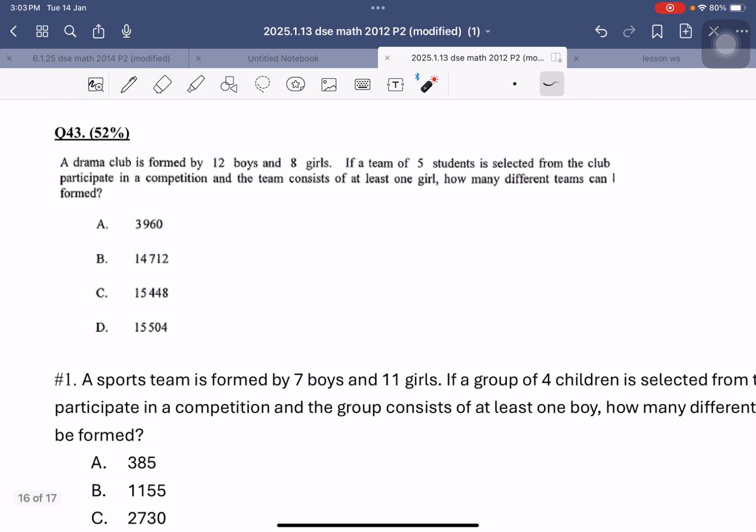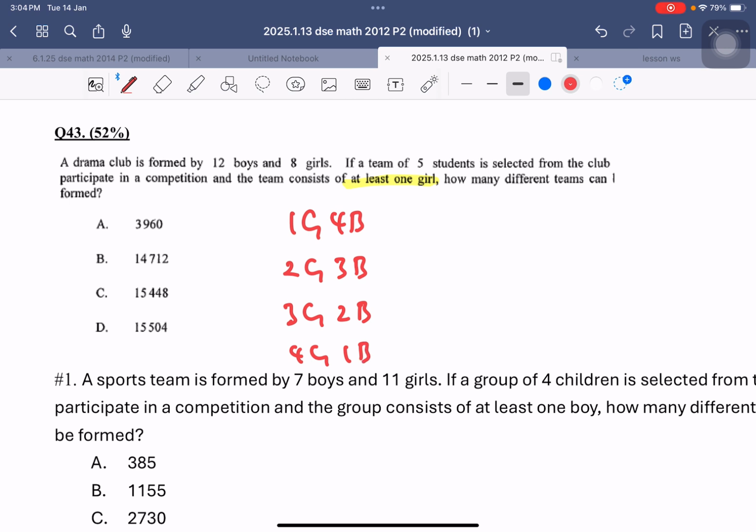So highlight. What's the question asked about? The question asks about the team that consists of at least 1 girl. What's the meaning of at least 1 girl? So 1 girl, how many cases can we have? If you have 1 girl, then how many boys do we need? 1 girl, 4 boys, or 2 girls, 3 boys, or 3 girls, 2 boys, 4 girls, 1 boy, or what? Any more cases? How about 5 girls? Yeah.